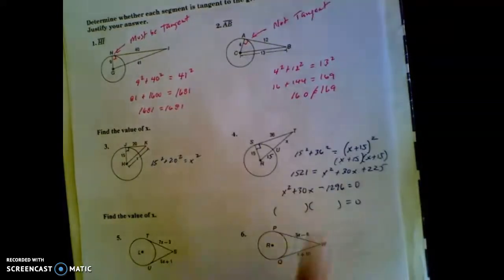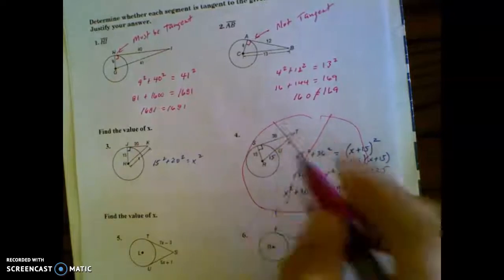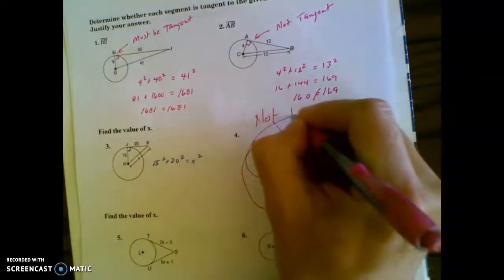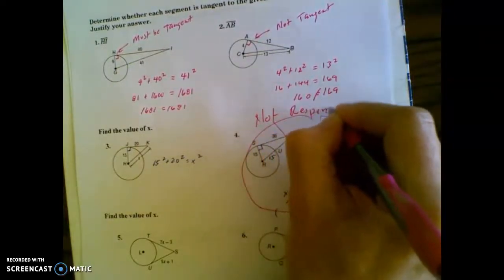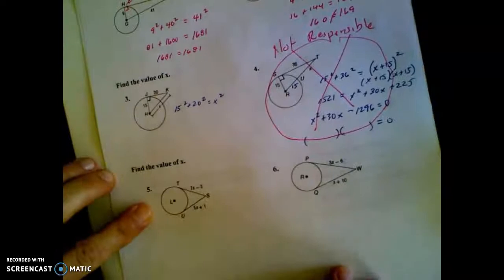You know what? I'm not going to give you one like this. Don't do that one. So you're not responsible for this. Just so you know, I'm never going to give you one like that. But I will give you one like this for number 5.